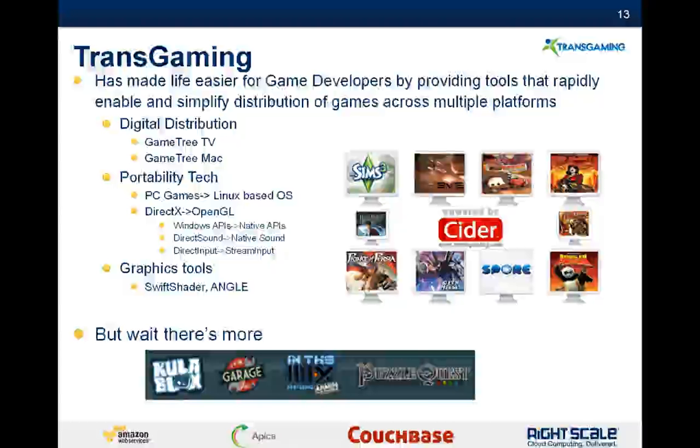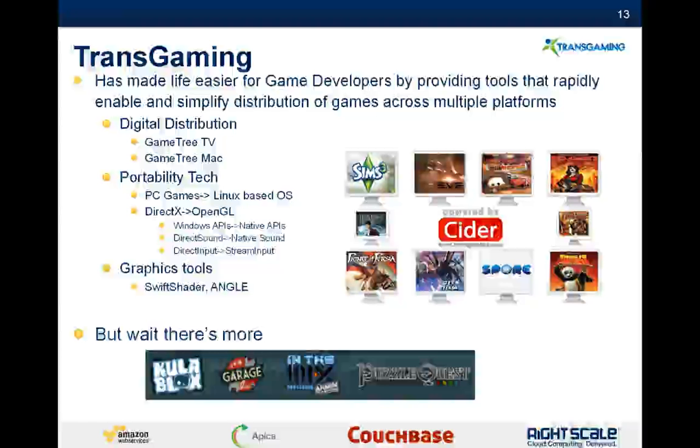And we also have GameTree Mac, which is our AAA title Mac portal, and you can see some of the games we've ported over to the Mac there. And then below that, we have a portability technology. It allows us to take PC games and run them on Linux-based OSs. And the way that's done is we take the DirectX calls and map them over to OpenGL. We take Windows calls, map them over to native calls, direct sound, direct input, and so on. So it takes a lot of the work out of the porting.